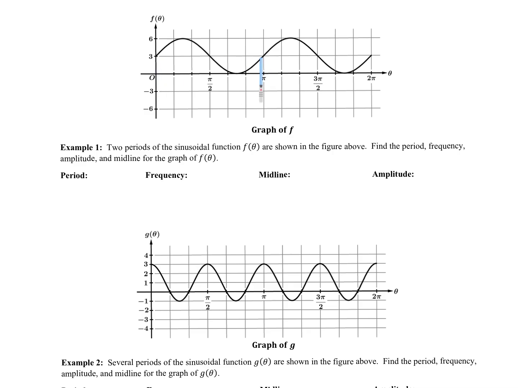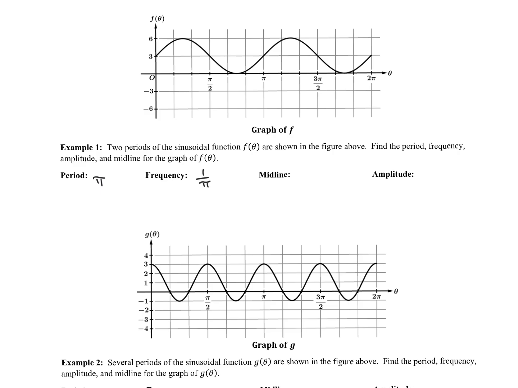At pi. It completes its cycle in pi. So if you go from here to here, it completes one cycle. And so my period is pi. Now, its frequency, though, is going to be the reciprocal of my period. And so what's its frequency? 1 over pi. All right?